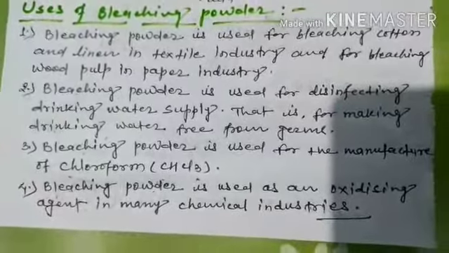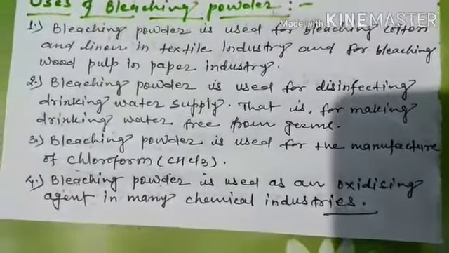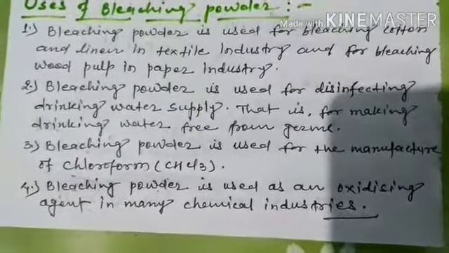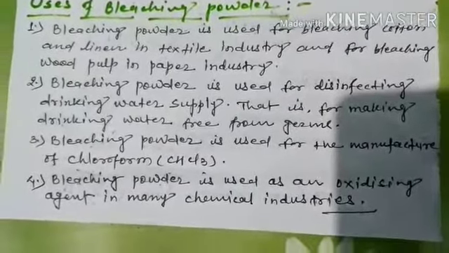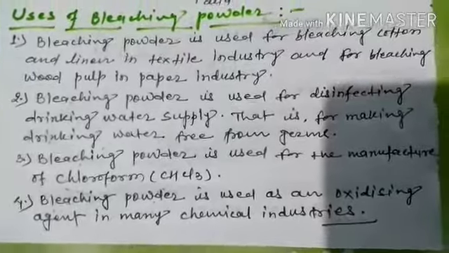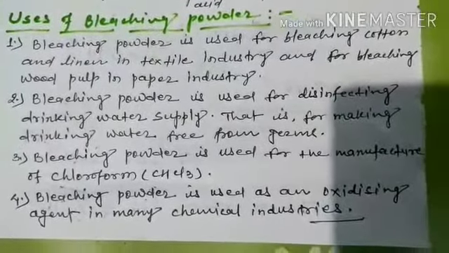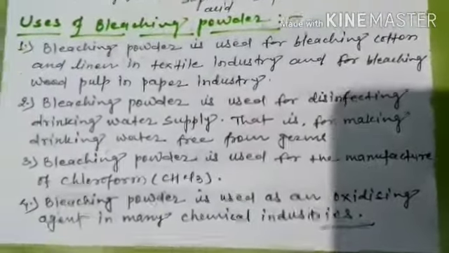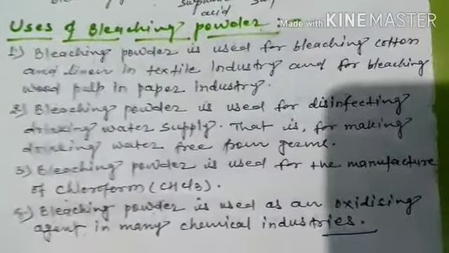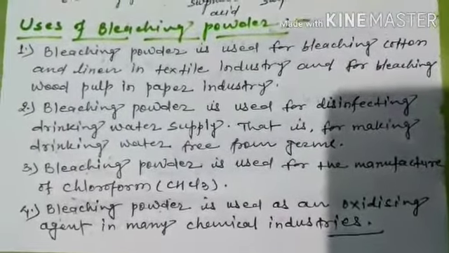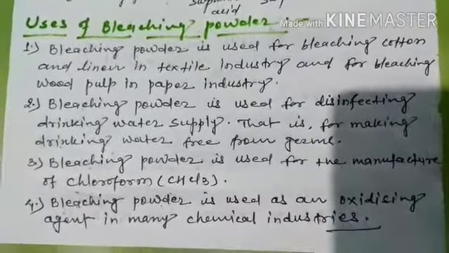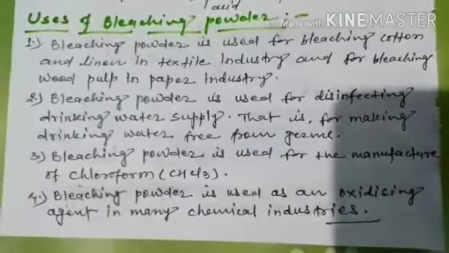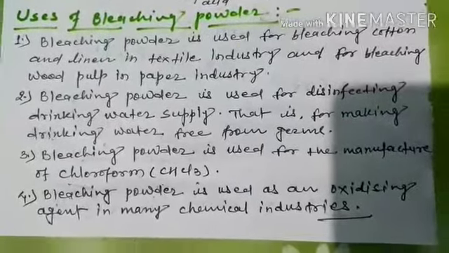And bleaching powder is used as an oxidizing agent in many chemical industries. So dear students, you know about oxidizing agents from the previous chapter. Oxidizing agents are those substances which oxidize others and get reduced themselves. And in many chemical industries, bleaching powder is used as an oxidizing agent.